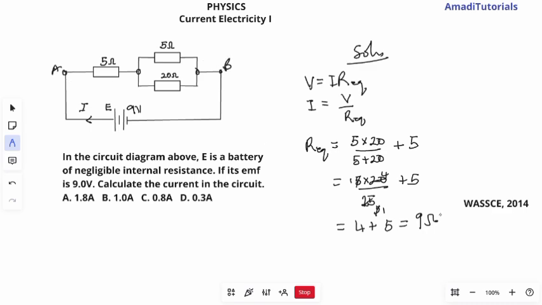So the equivalent resistance, if you measure the resistance, will give you what? 9 ohms. So now we've gotten the resistance, let's calculate our current. Therefore, our current I will be the voltage there divided by that equivalent resistance, which is 9 divided by 9, to give us what? 1 ampere. So the total current drawn from the cell is 1 ampere. That's option B, 1.0 ampere.